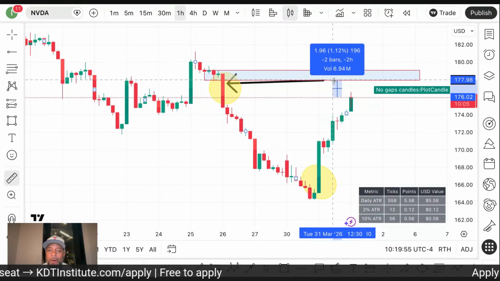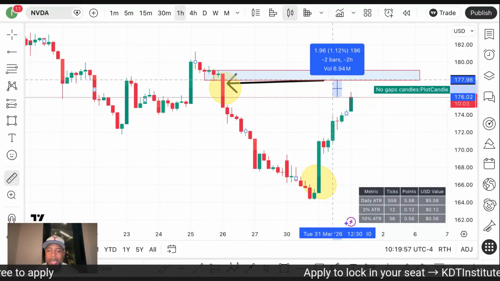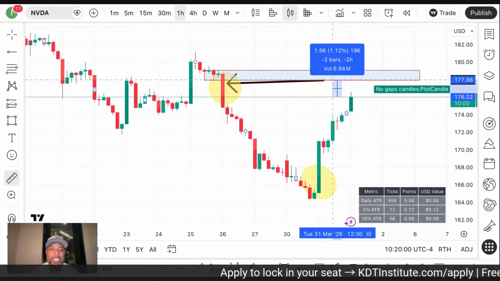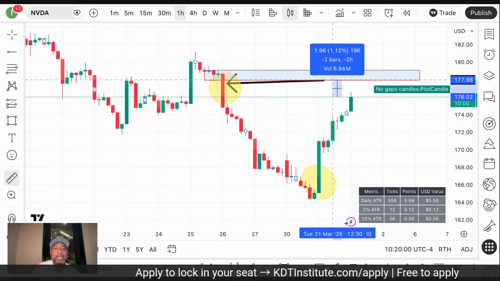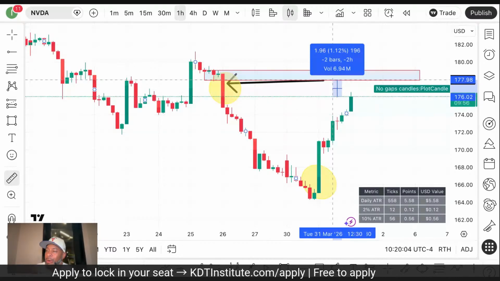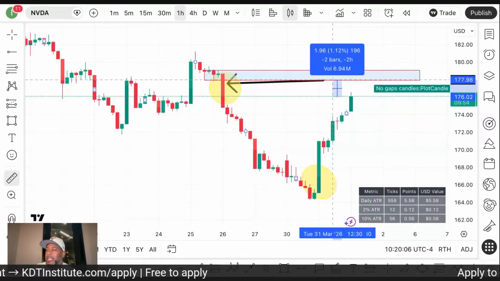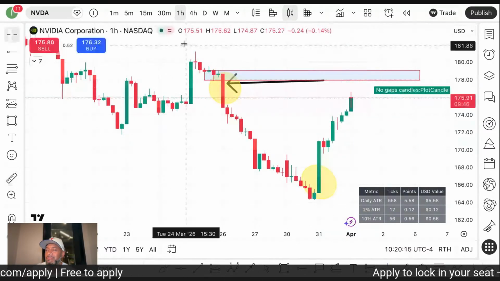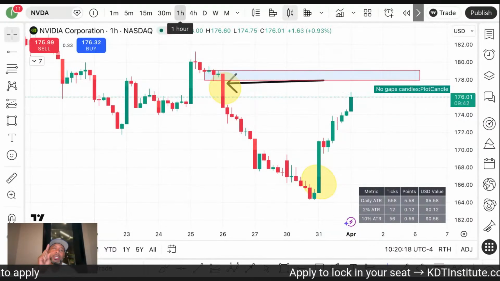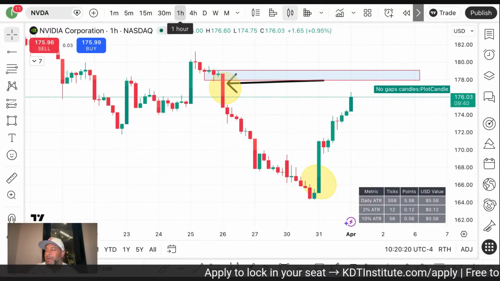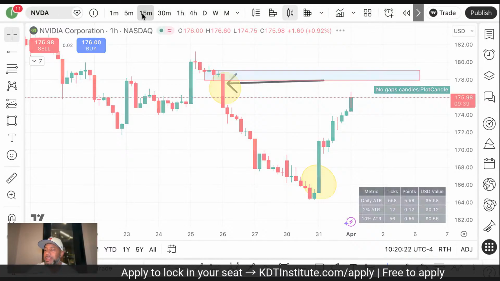Now, does that go with the average true range? Yes, because the average true range is $5.58. So that means there's a possibility and a probability that we could get in that trade and make some money. Let's say we wanted to go long on that because we're targeting the gap. Watch this. I'm going to look at 3 time frames: the 1 hour, 15, and 5 minutes.